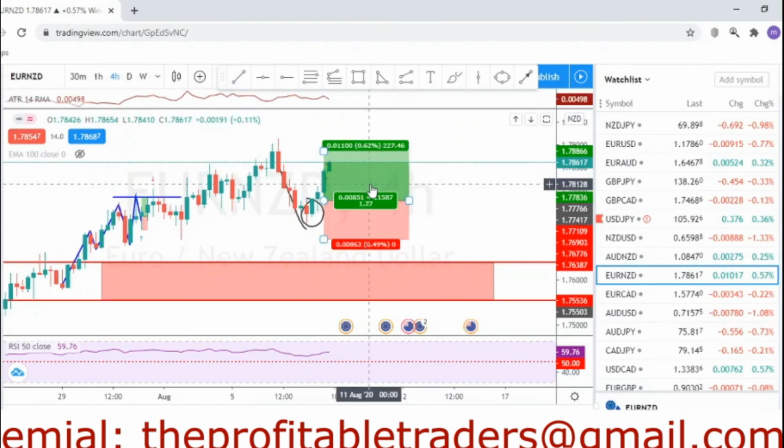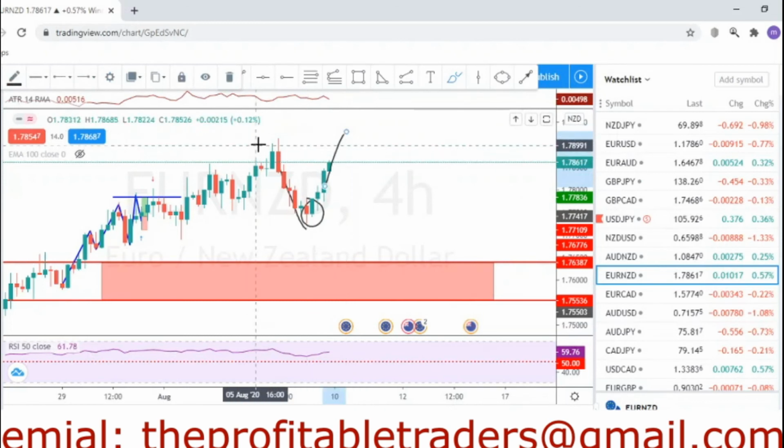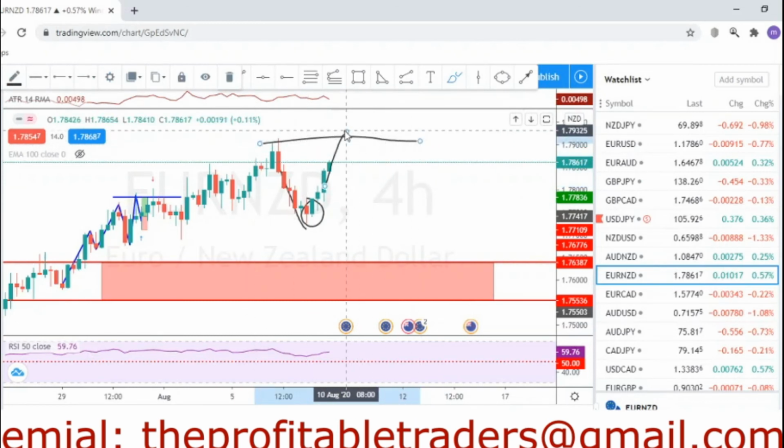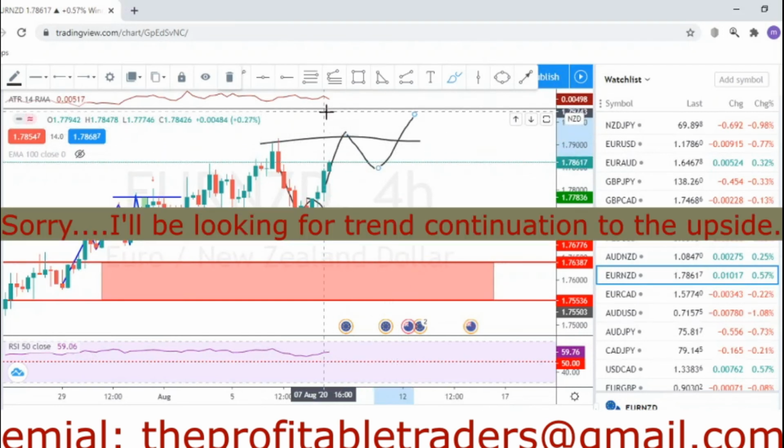So what I will wait for here is when this market closes above this resistance level and makes a pullback with this RSI above the horizontal line. I'll wait for a pullback of more than 2 candles, then I'll be looking for trend continuation to the downside.